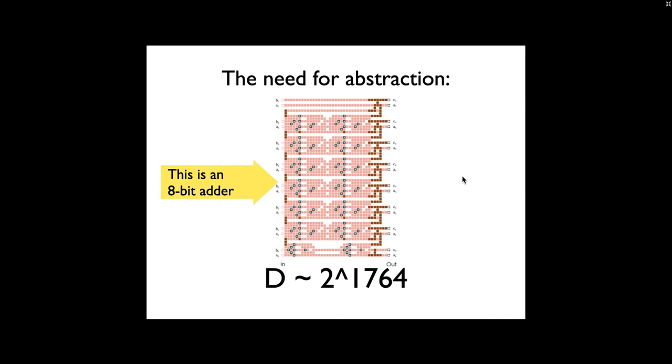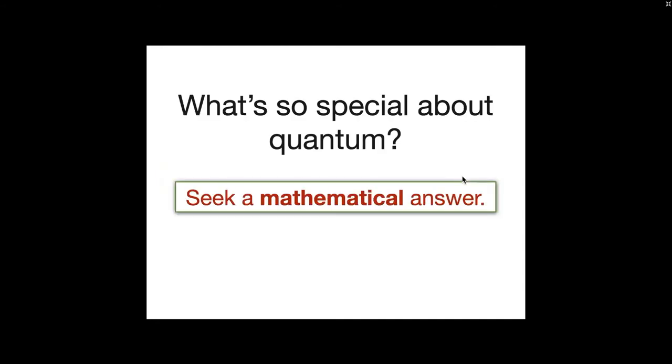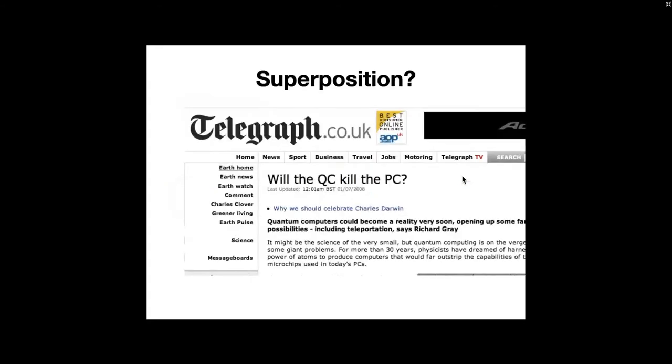And the way that we approach this with the ZX calculus is to think about which things are distinctive in quantum computing, or what's so special about quantum computing, and try to formalize them mathematically. So you may have read a newspaper. I hope it wasn't this one, but you might have been unlucky.